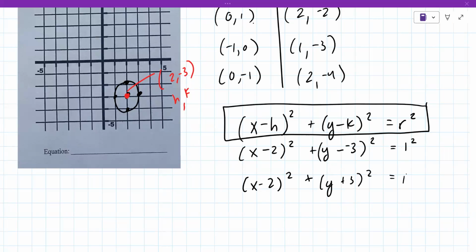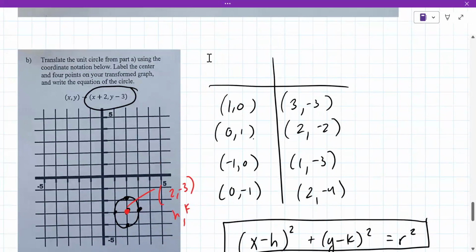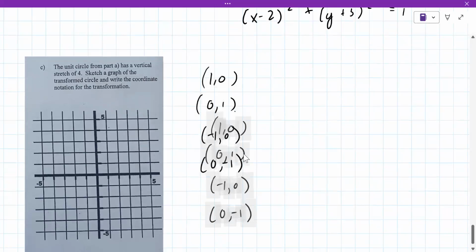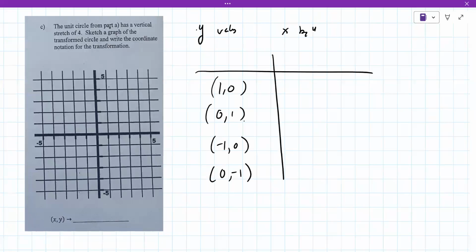Can't believe you guys have to do this because it's actually not a circle anymore when we're all done. It says the unit circle from part A has a vertical stretch of 4. So it's those same 4 values that we just did, these first 4, because it says from part A. But you're now stretching, a vertical stretch of 4. A vertical stretch of 4 only affects the y value. The y values get multiplied by 4. X values stay the same.